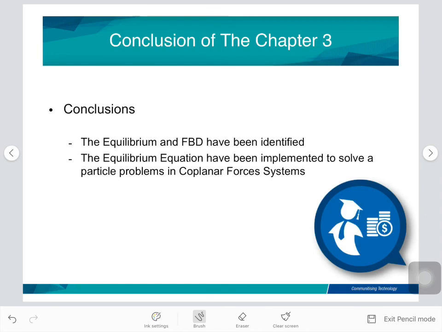That's all for today. Hope you can achieve the outcome of the lecture, which is that you can sketch the free body diagram in 2D and 3D, and then you can apply the equilibrium equations in order to solve the tension in cables for 2D and 3D.